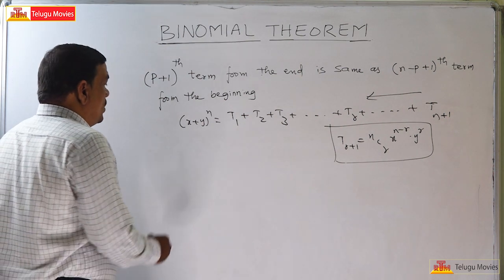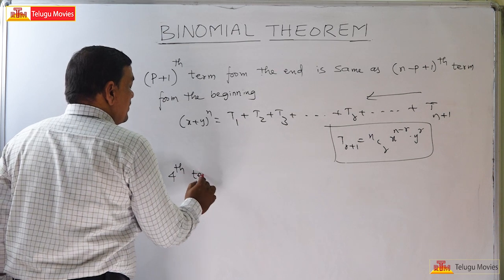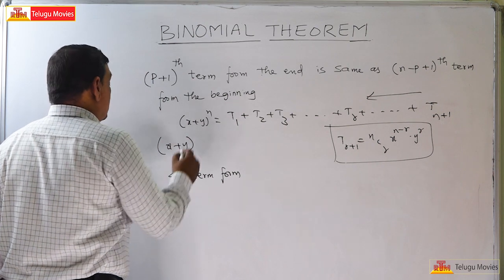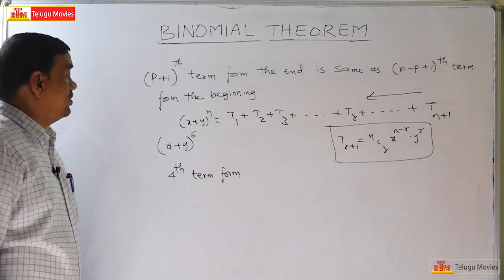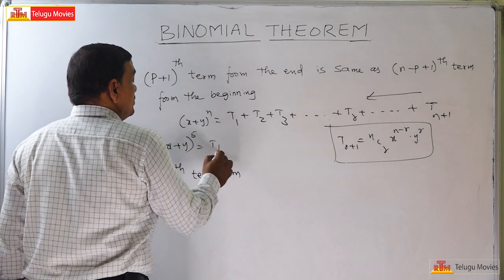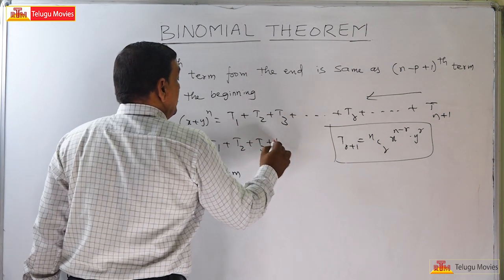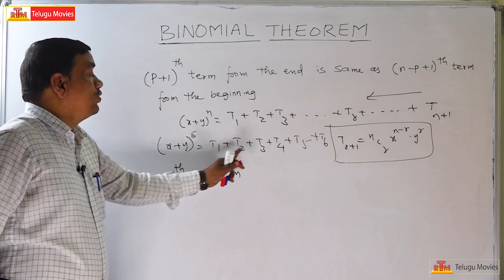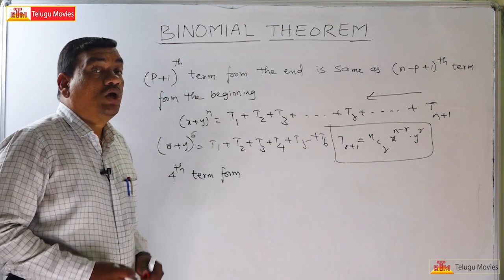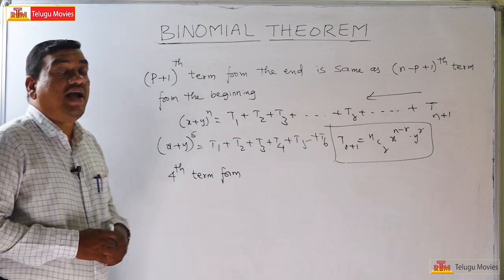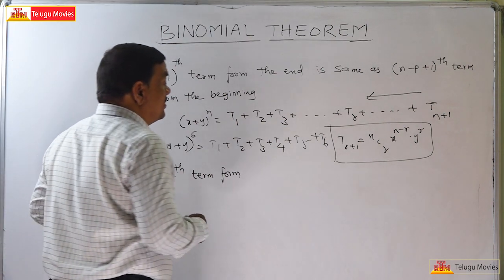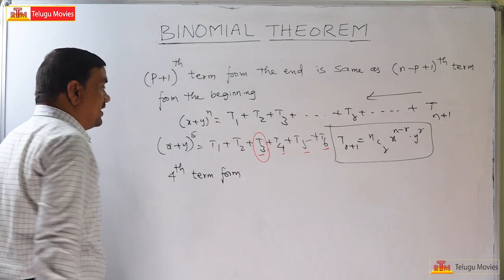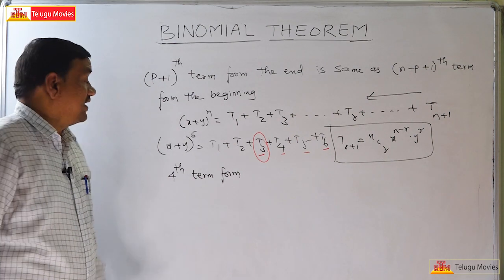For example, if you want to find the 4th term from the end in the expansion of (x plus y) whole to the power of 5, that means t1, t2, t3, t4, t5, t6. 6 terms will be there. If you want to find the fourth term from the end, counting first term, second term, third term, fourth term from the end, that means you will get T3.